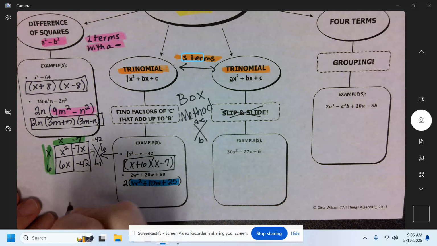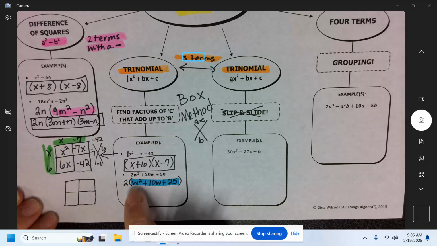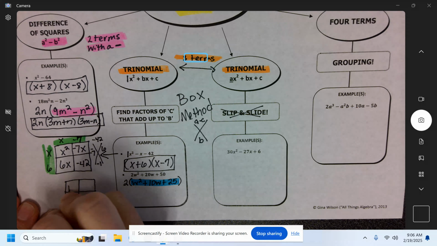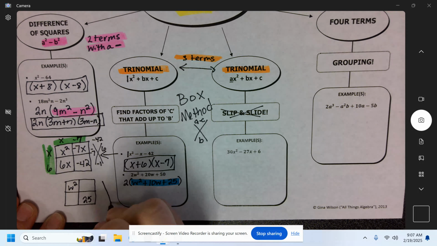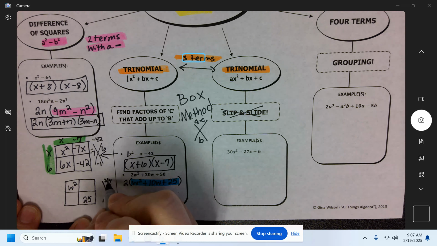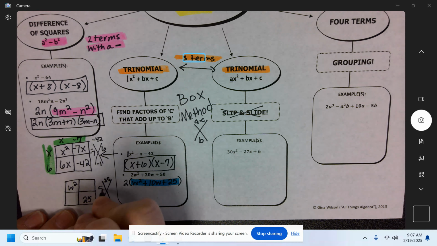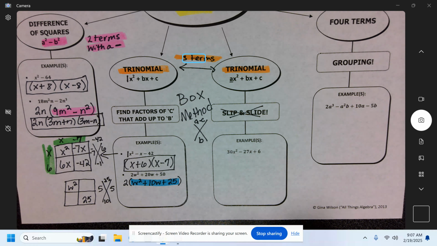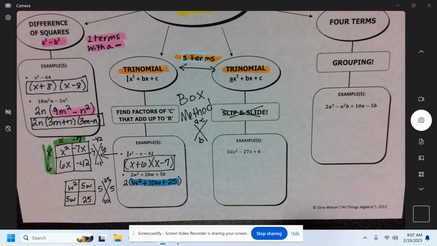So if we just look at that part and we put it in a box out here, remember this w squared goes in the top left box. The 25 is going to go in the bottom right box. And then I'm figuring out what I need to multiply to give me 25 and add to give me that 10. So once we do that, we'll see that that's 5 and 5. 5 times 5 is 25, and 5 plus 5 is 10. Again, it doesn't matter where we put those over here, and in this case, they're both the same number anyway.